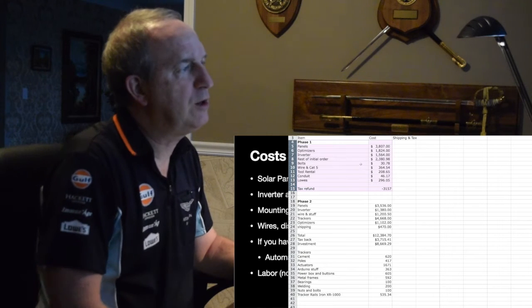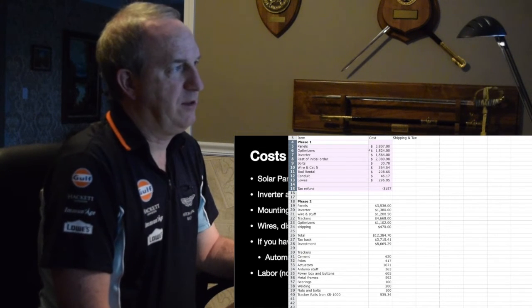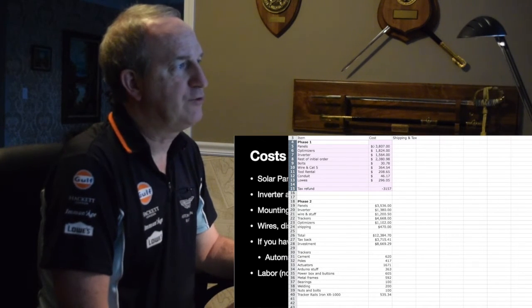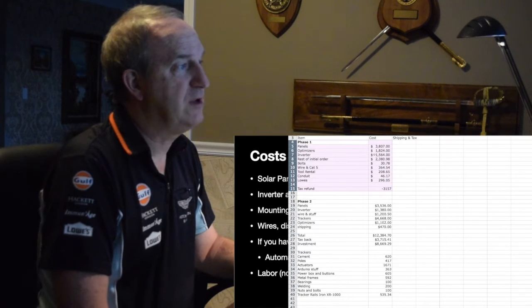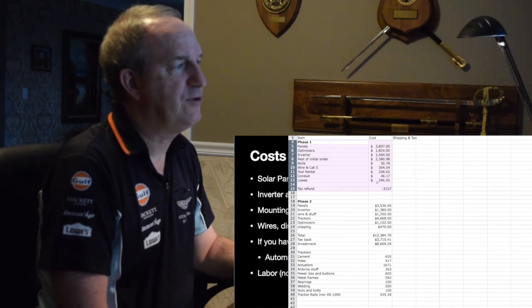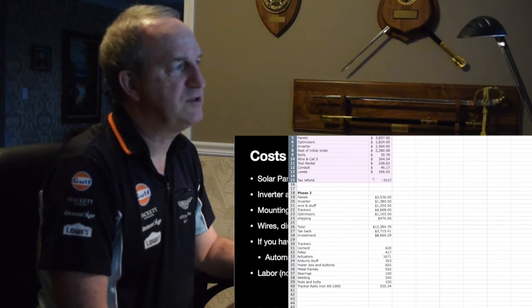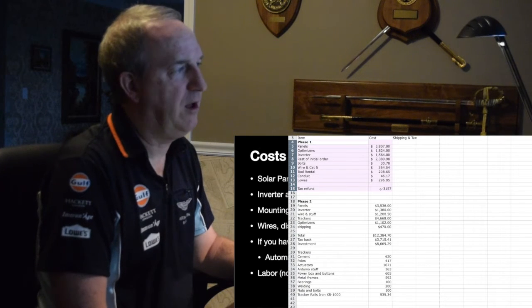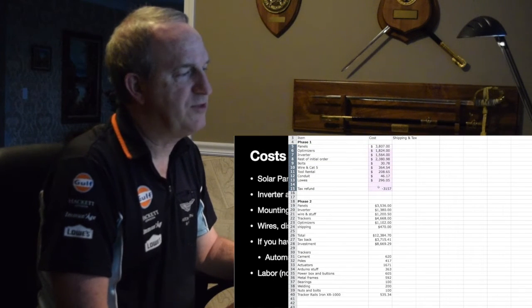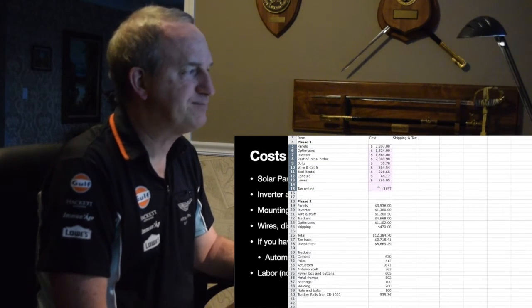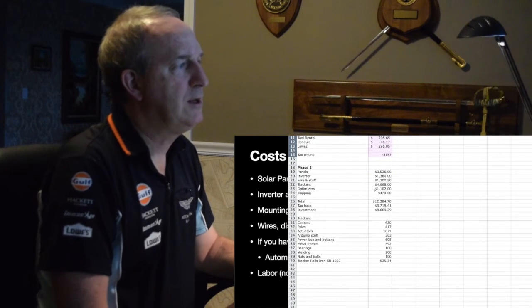So phase one here, I spent $3,800 for the panels, and then the optimizers and the inverter was another about $3,000, and then the mounting systems was kind of $2,300, and then there's some odds and ends. And in 2017, I got the tax credit of $3,157. So the total investment is $7,365.